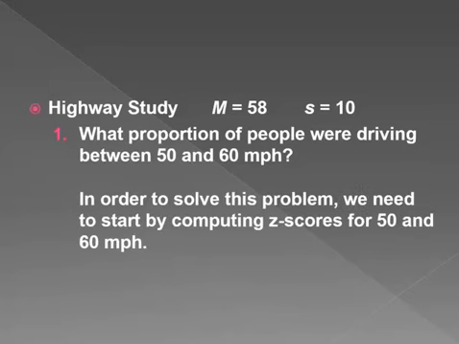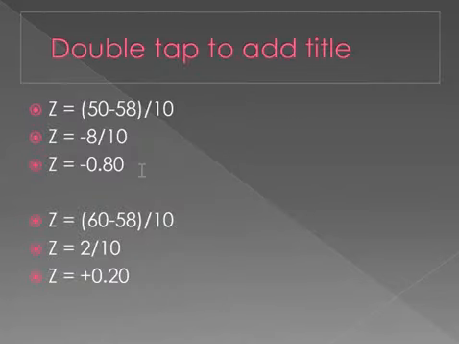Well, in order to solve this problem, what we need to do is start off by computing the z-scores for 50 and 60 miles per hour. So we need to compute 2 z-scores here. We need to go 50 minus 58, whatever that is, divided by 10. And then we need to take 60 minus 58, and whatever that is, divided by 10. So that's going to give us 2 z-scores. When we do that, we get a z-score for people traveling 50 miles per hour of negative 0.80, and we get a z-score for people traveling 60 miles an hour of plus 0.20.